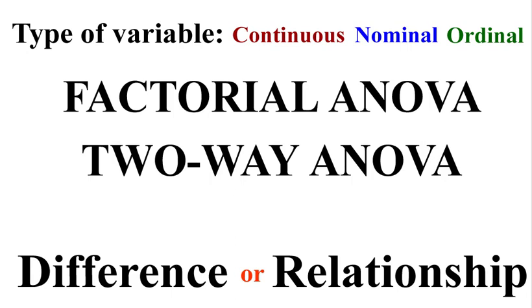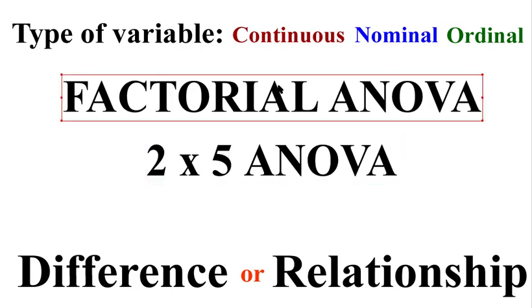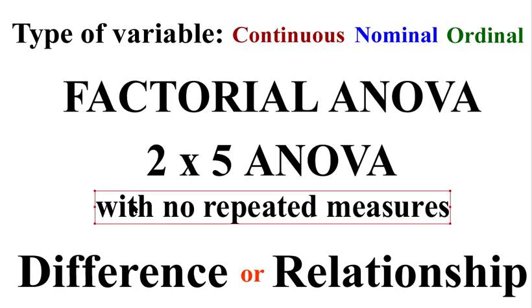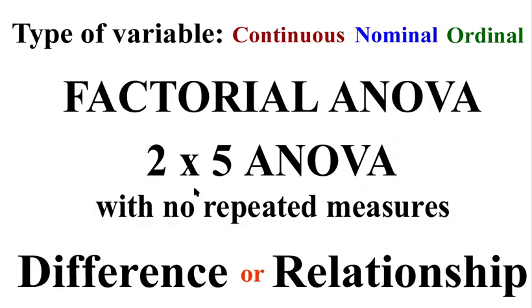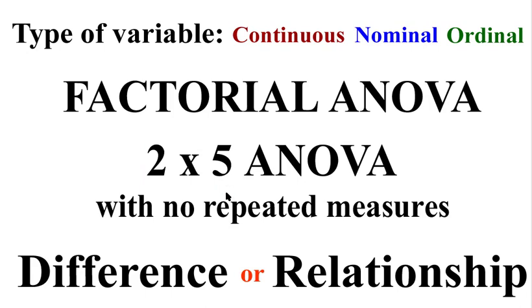Another way to call it, you could call it a 2x5 ANOVA, right? The 2 is the levels of gender, your first IV, and 5 is the levels of job type, your second IV. And you can still get a little bit more precise here. You could call it a 2x5 ANOVA with no repeated measures. I've seen that a lot here. And you could also call it a 2x5 factorial ANOVA with no repeated measures. It just goes on and on and on. But this is basically a factorial ANOVA, a two-way ANOVA, or a 2x5 ANOVA with no repeated measures.